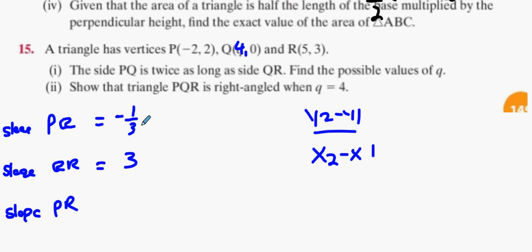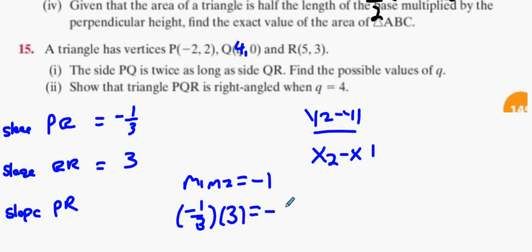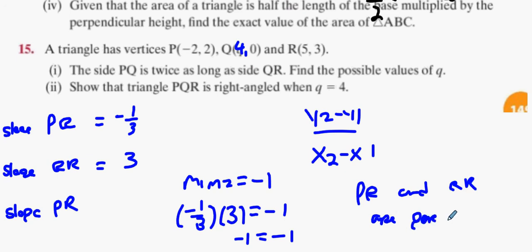How do you get yourself full marks then? How do you show that it's right angled? m1 times m2 equals minus 1. Minus a third times 3 equals minus 1. Minus 1 equals minus 1. And then you can say that PQ and QR are perpendicular. What does that mean? Yeah, they're at right angles to each other. Right.